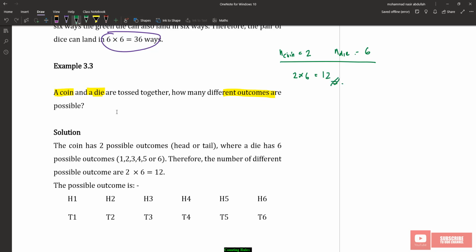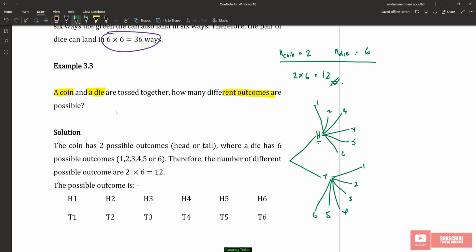We also can illustrate like this. Let's say we have 2 outcomes, head or tail, by using a tree diagram. If you got head, you're going to have 6 possible outcomes, whether the die is going to be 1, 2, 3, 4, 5 or 6. Another one, 1, 2, 3, 4, 5 or 6. So altogether equal to 12. This is by using a tree diagram method.